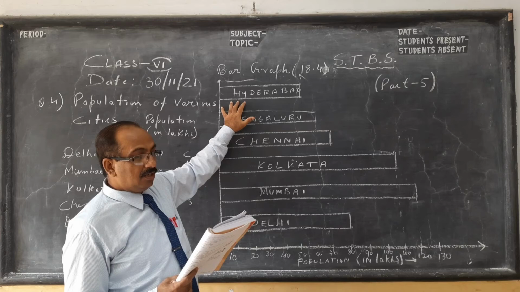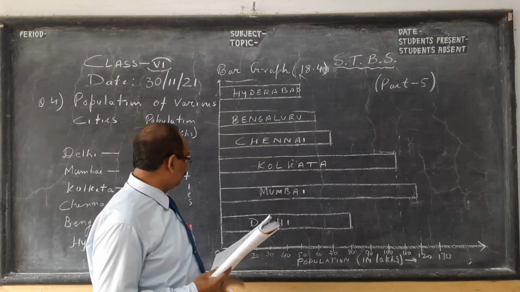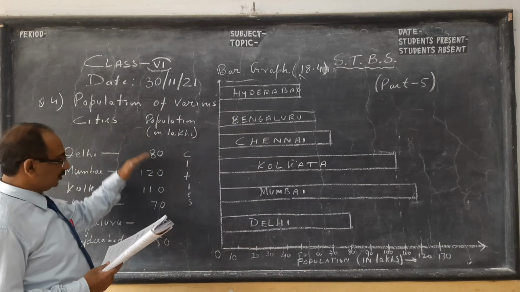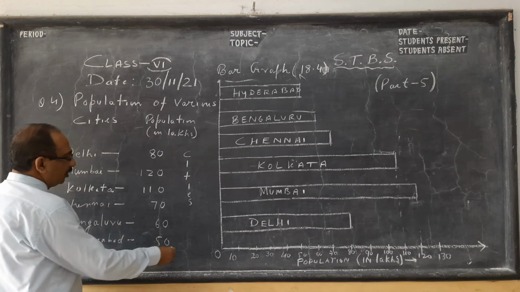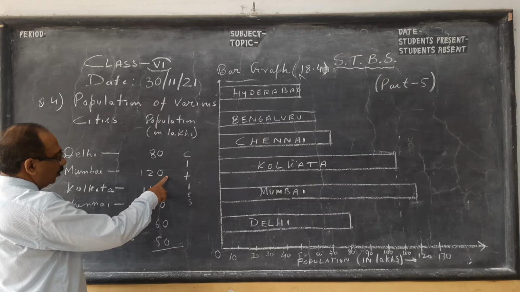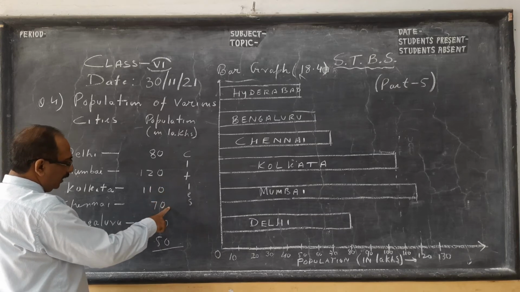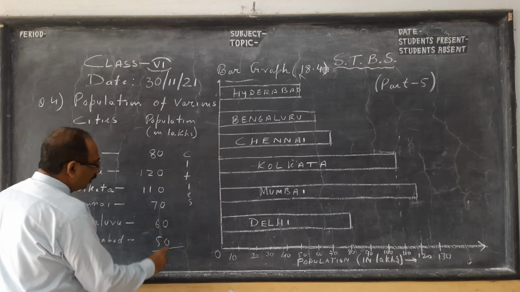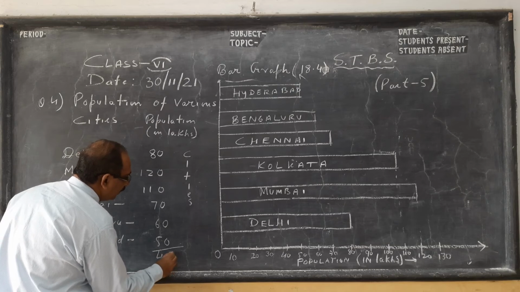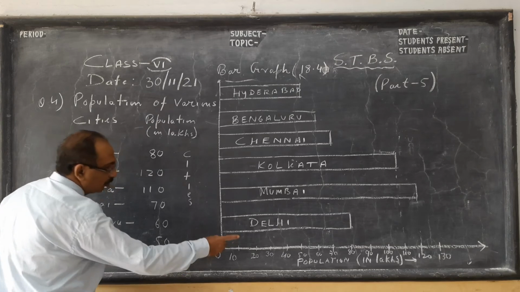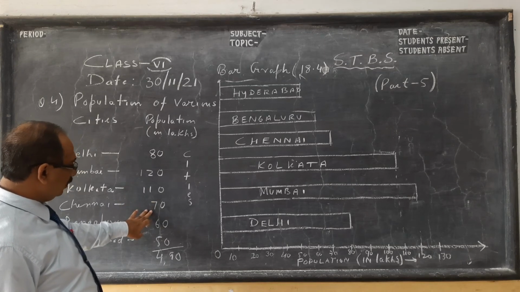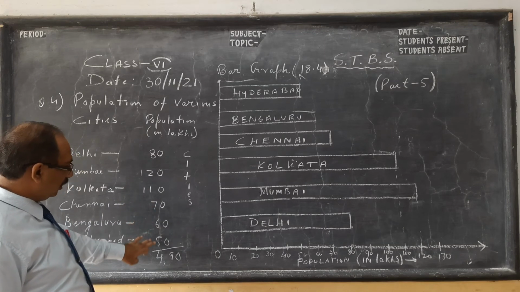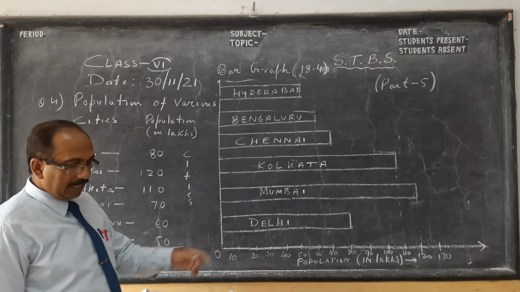What is the total population of all cities? You have to add this. Either you add here or you write there and add. So if you add, what is the total population? 200 lakh, 310, 380, 440, I think 4 crore 90 lakhs, because this is in lakhs. So 200, 310, 380, 440, 490 lakhs.